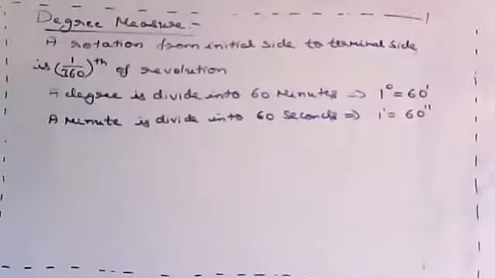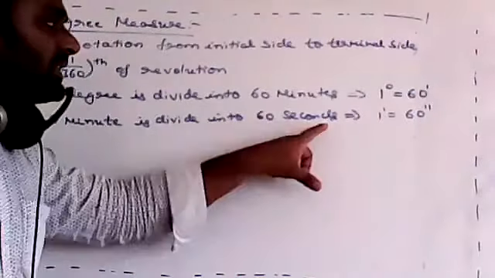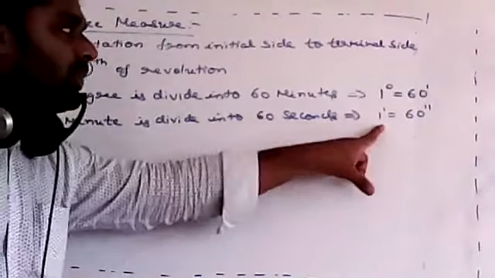See, a right angle is divided into 90 equal parts, and we'll get a degree. Same way, a degree is divided into 60 minutes, means 1 degree is equal to 60 minutes. Same, a minute is divided into 60 seconds. That means 1 minute is equal to 60 seconds. Okay, clear or not?